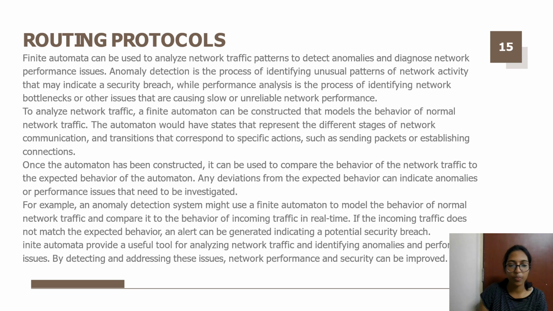For example, an anomaly detection system might use a finite automaton to model the behavior of normal traffic and compare it to the behavior of incoming traffic in real time. If the incoming traffic does not match the expected behavior, an alert can be generated indicating a potential security breach. Finite automata provide a useful tool for analyzing network traffic and identifying anomalies and performance issues. By detecting and addressing these issues, network performance and security can be improved.